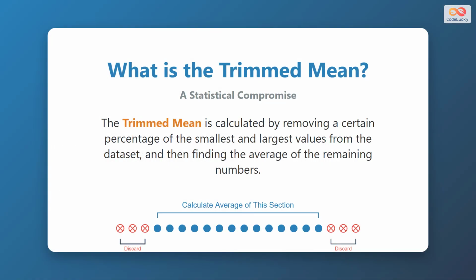This is where the trimmed mean comes in. It is designed to be the best of both worlds. The definition is simple. We calculate the average, but only after removing a certain percentage of the very smallest and very largest values. By cutting off the extremes, we focus on the core of the data.